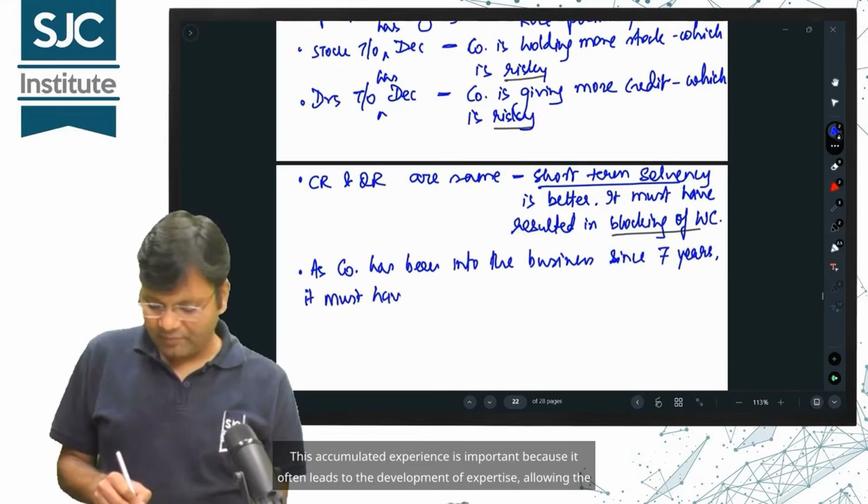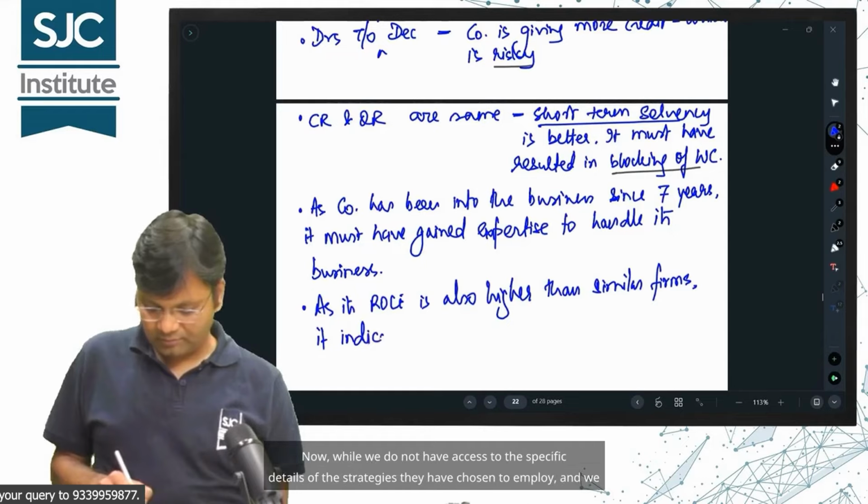Furthermore, when we look at the numbers, we can see that their return on capital, or ROC, is not just good, but actually higher than what we observe in other similar companies operating in the same industry. This higher ROC is a strong indicator that the company is successfully capturing a larger share of the market, likely as a result of the strategies they have been implementing over the years.